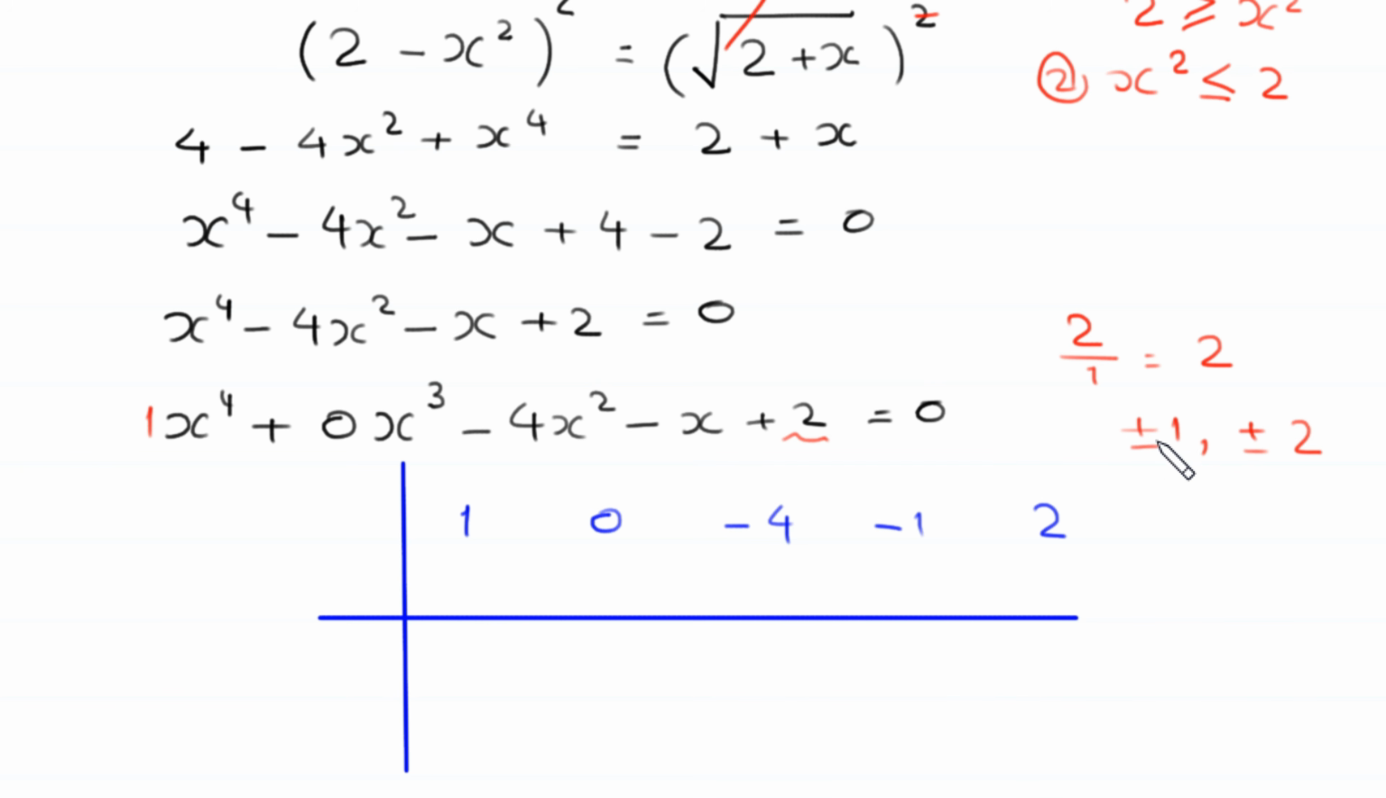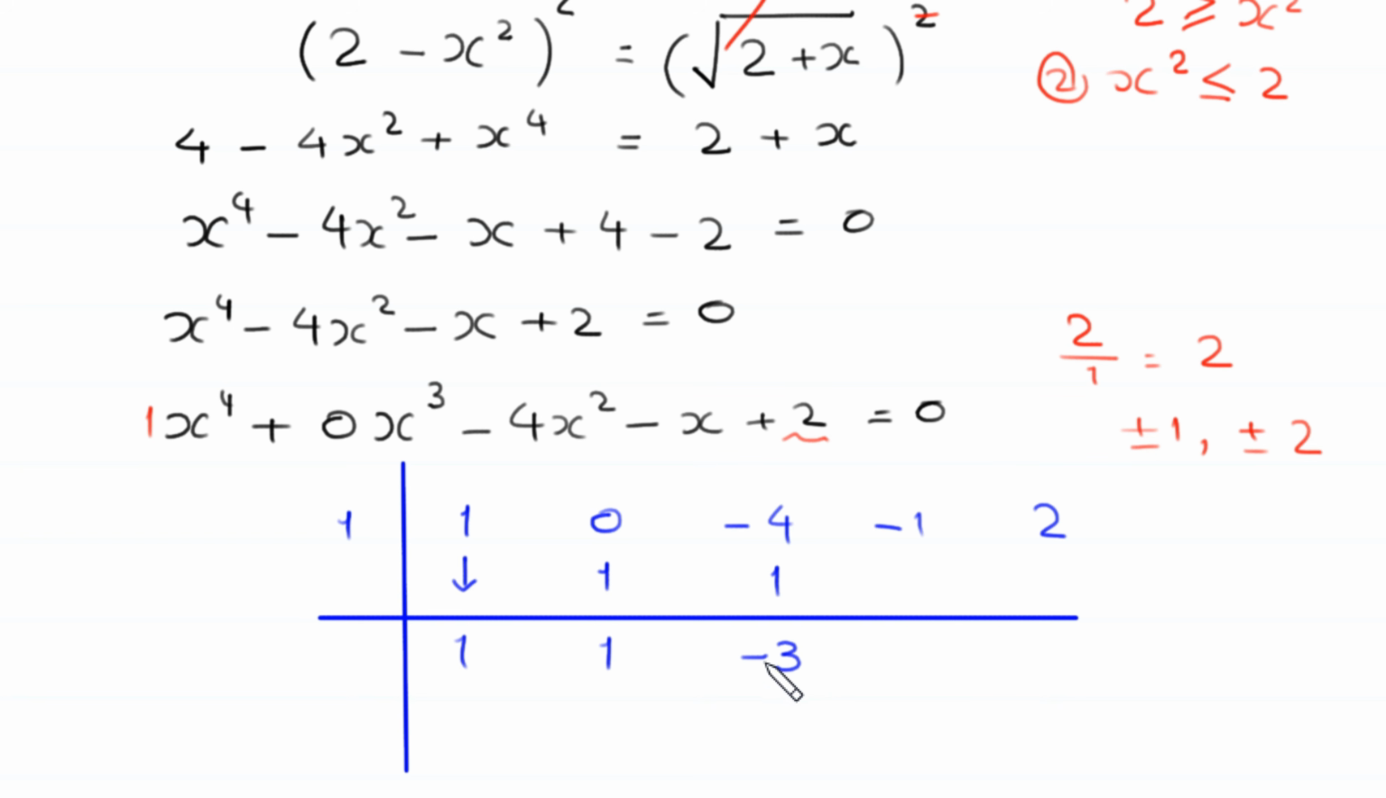We try any one of these factors of 2. First we try positive 1. This one comes down as it is. We multiply this one by this one. One times this one is 1. And we add this 0 and this one. 0 plus 1 is 1. Now we multiply this one by this one, we get 1. And we add this negative 4 and this one. Negative 4 plus 1 is negative 3.